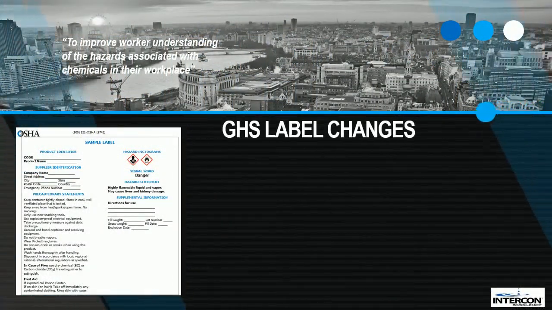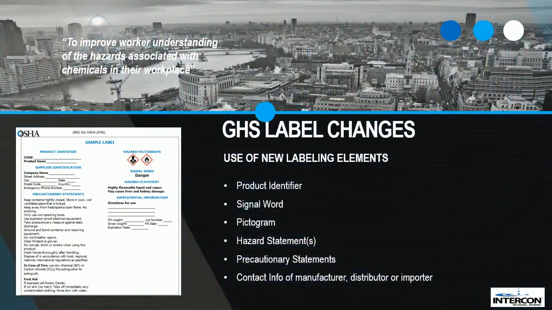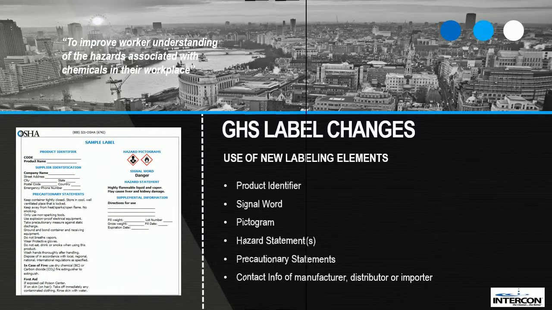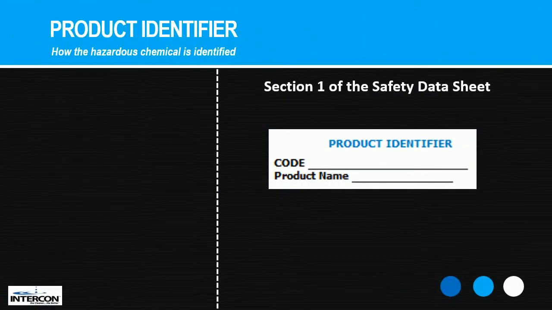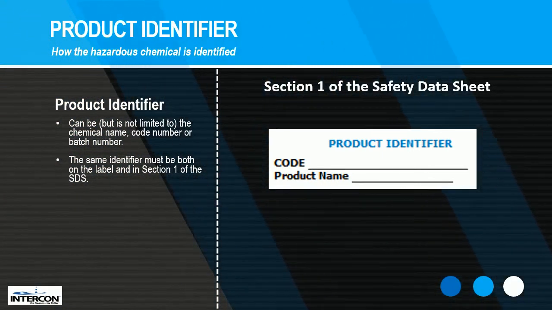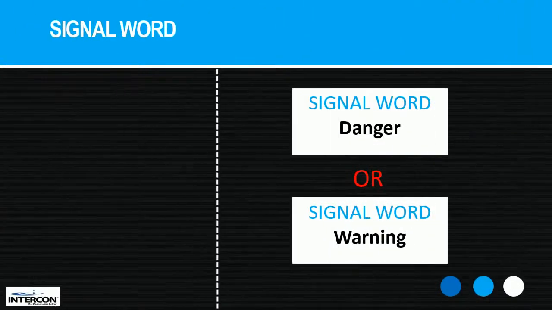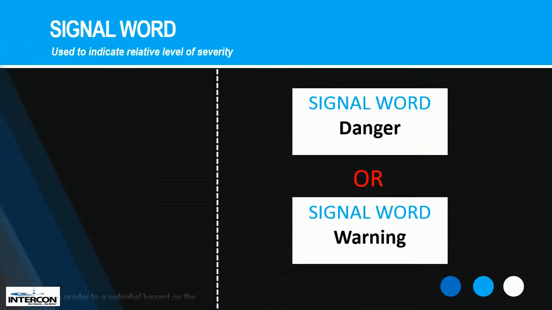The 6 new labeling elements include product identifier, signal word, pictogram, hazard statement or statements, precautionary statements, and contact info of the manufacturer, distributor, or importer. Product identifier: how the chemical is identified. Signal word: danger or warning.